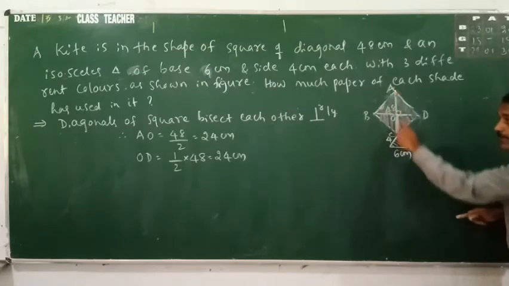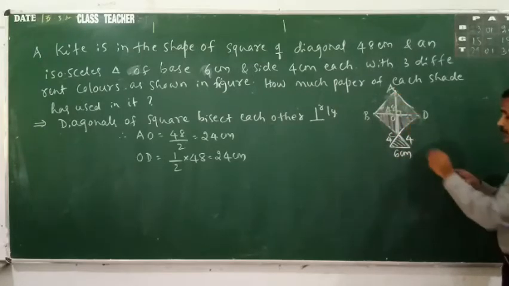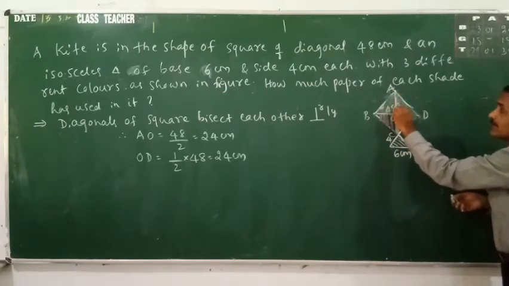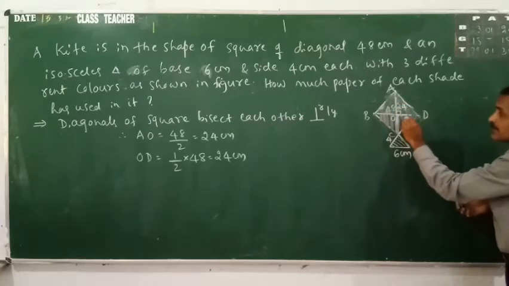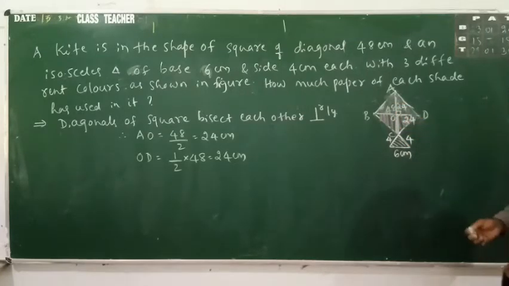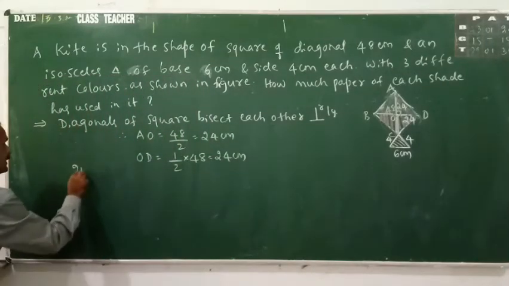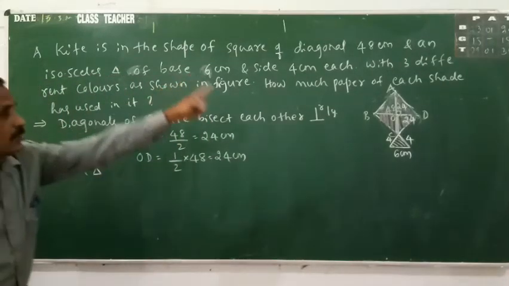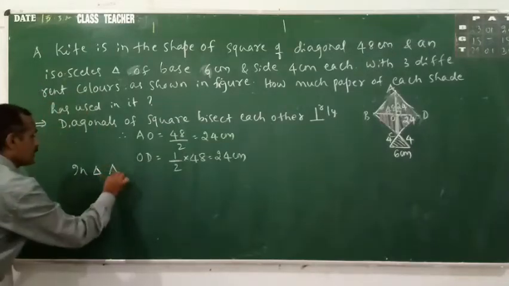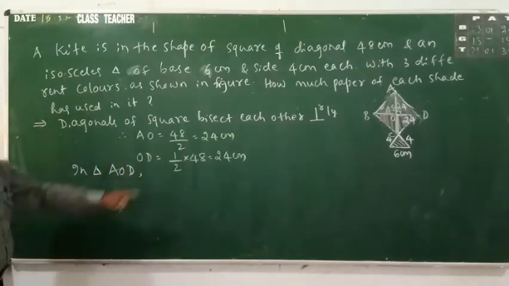Entire length is 48. This length is how much? This is 24. This length is 24. And this is also 24. Okay? I can write in triangle AOD. In triangle AOD, what can I use?